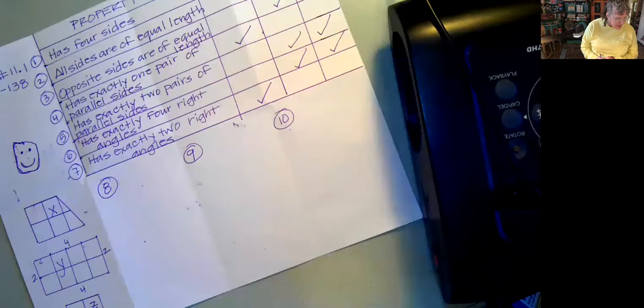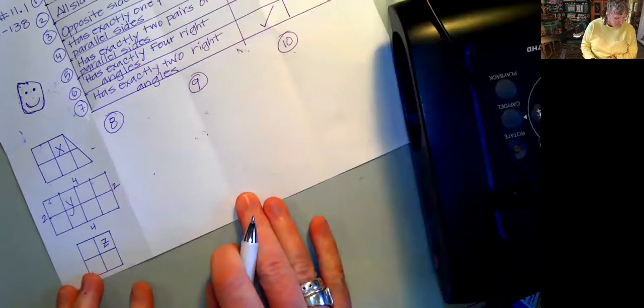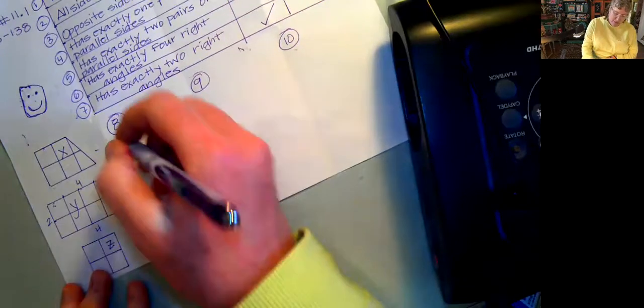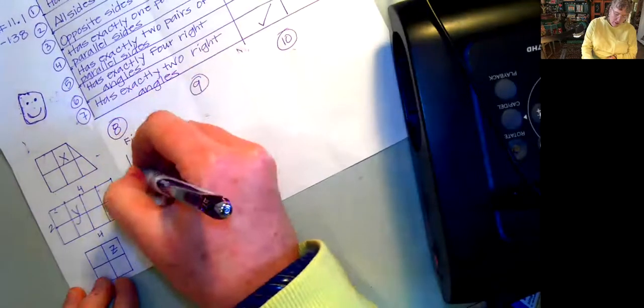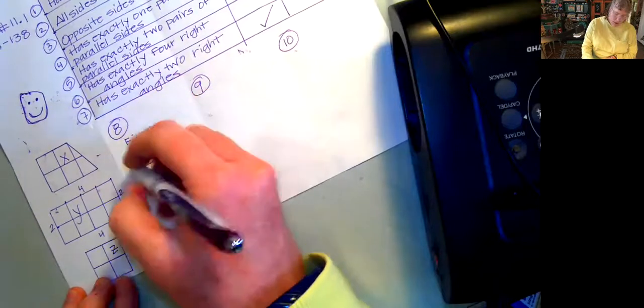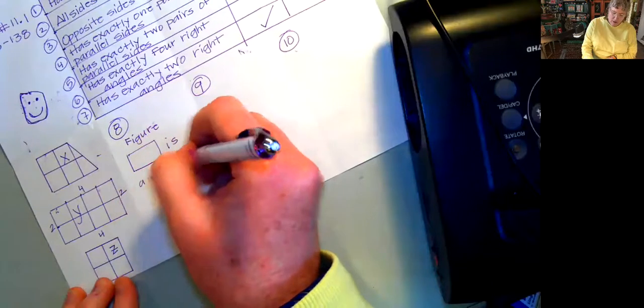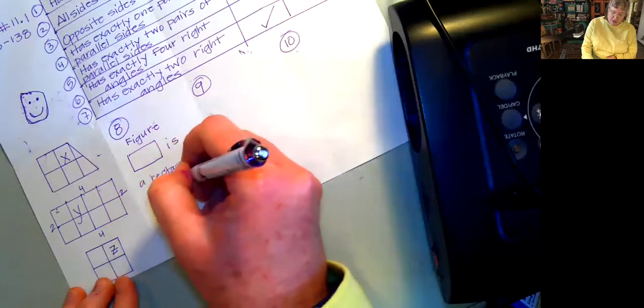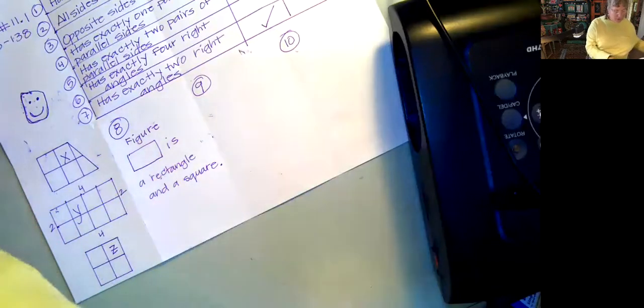All right. 8 says figure blank is a rectangle and a square. Figure what is a rectangle and a square? I'm going to write it on here. So let's look, and you're going to say, that's crazy. You can't be a rectangle and a square at the same time, but you actually can.